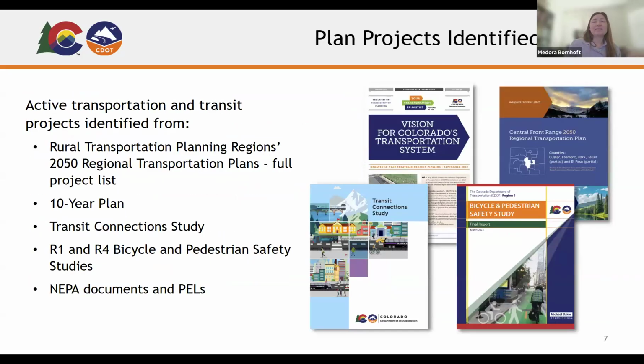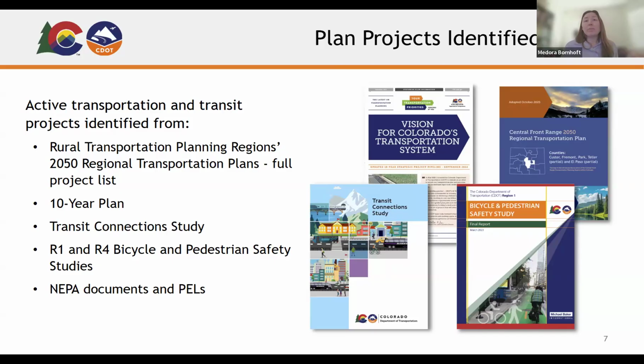Next slide. So on the CDOT side, we're taking a close look at existing plans that have been conducted, and pulling out projects that are eligible for inclusion on the inventory. And one of the key sets of documents are the recently completed regional transportation plans for the 10 rural transportation planning regions around the state. So those plans have a priority listing of projects, and they also have a longer list called the full project list, where projects have been identified.